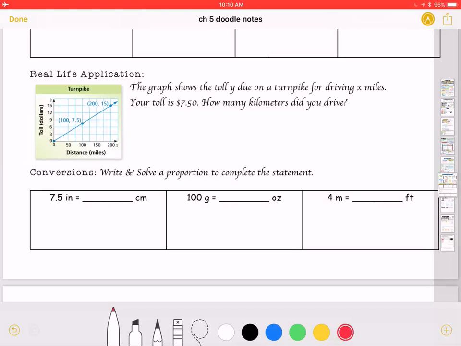Let's continue here with proportions. However, we're going to talk about what happens if we're dealing with conversions, converting from one unit to another unit. So let's look at this real life application.